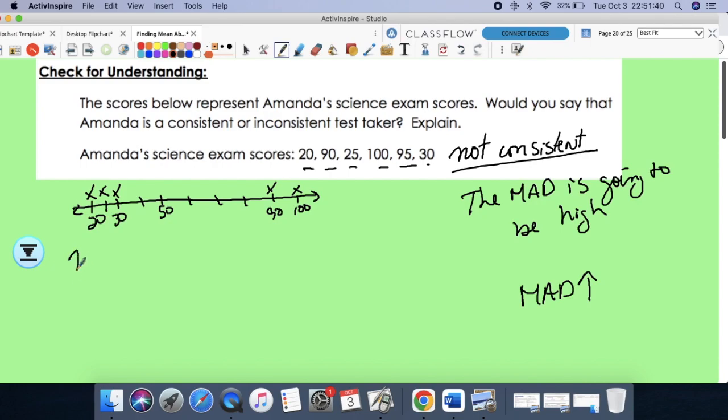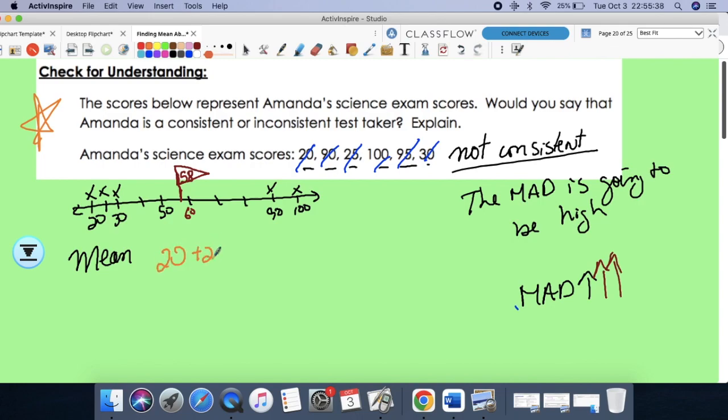Well, let's find the mean first. So for the mean, we're going to add the numbers: 20 plus 25 plus 30 plus 90 plus 95 plus 100. There's 6 numbers. That equals 360. We're going to divide that by 6, and we get 60.